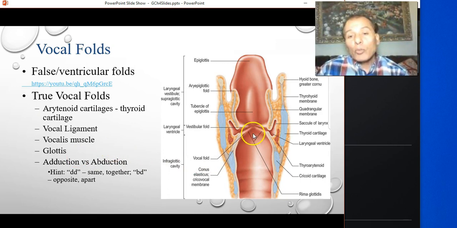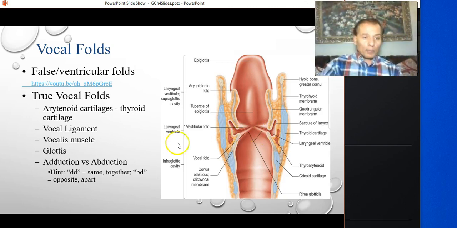And the space between the vocal folds is called the glottis. To differentiate that space from the space between the false vocal folds, sometimes you call this the rhymoglottis. But when you say glottis by itself, it means the space between the true vocal folds.